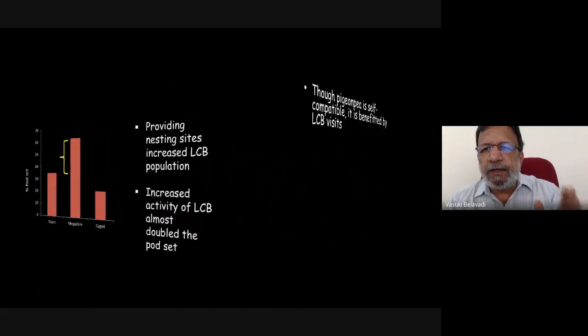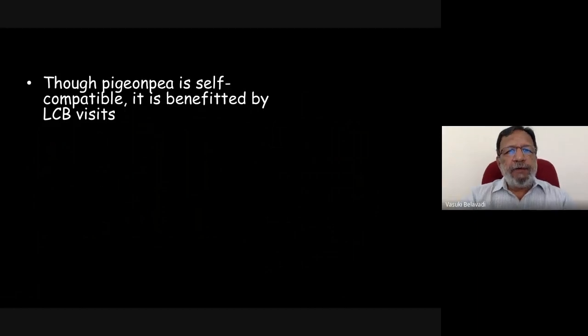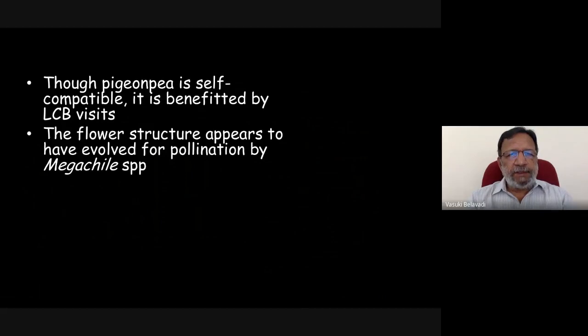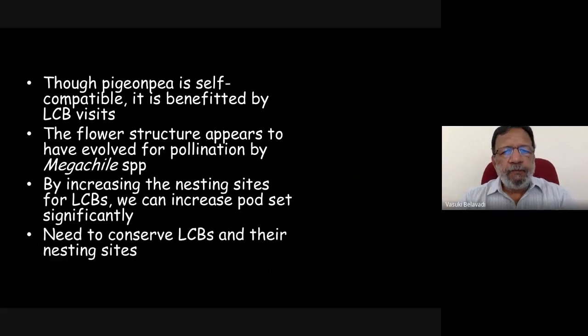So this has to be repeated; this is only a one-time study. Though pigeon pea is self-compatible, it benefits from leafcutter bee visits. The flower structure appears to have evolved for pollination by megachilid species. By increasing the nesting sites for leafcutter bees, we can significantly increase the pod size. There is a need to conserve leafcutter bee populations and their nesting sites.